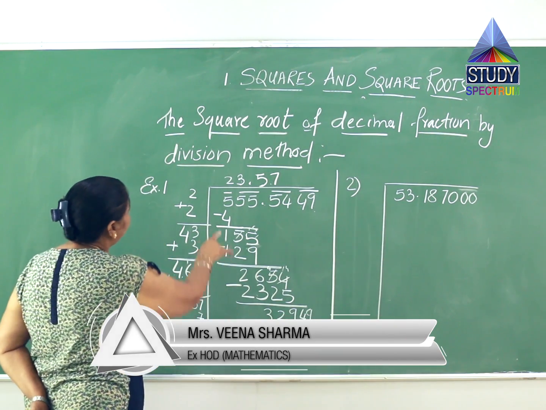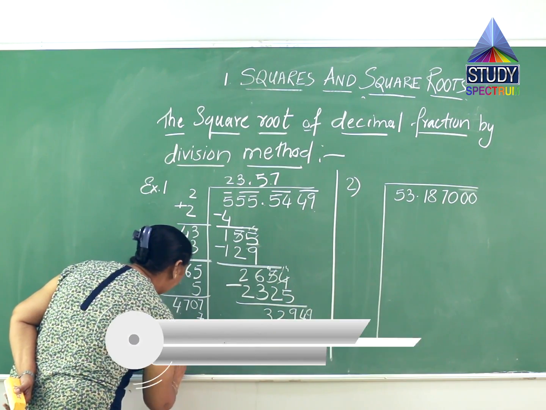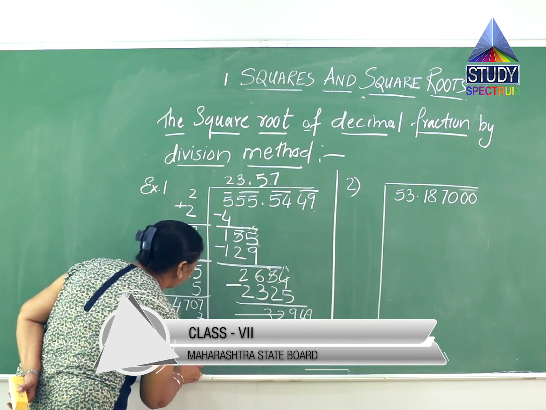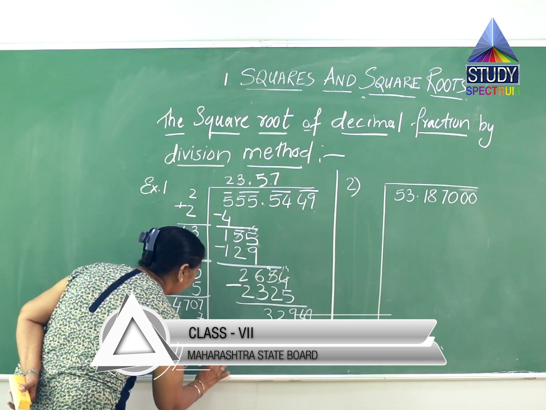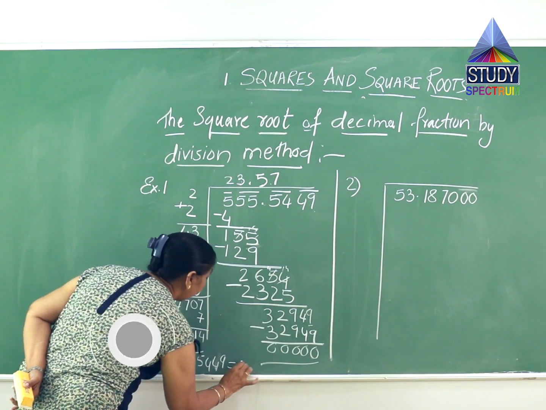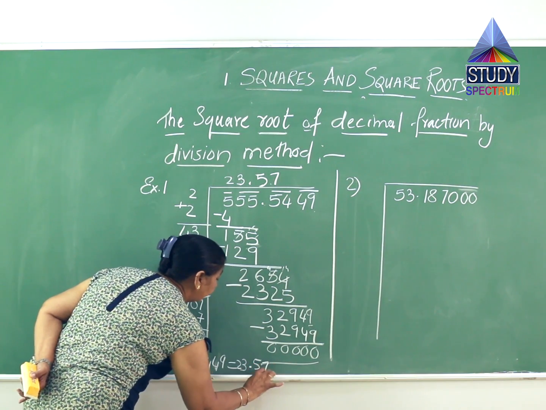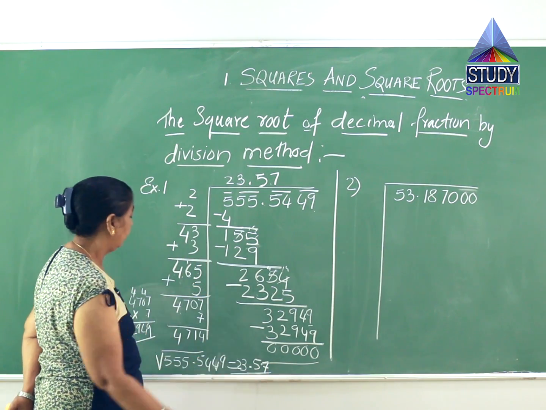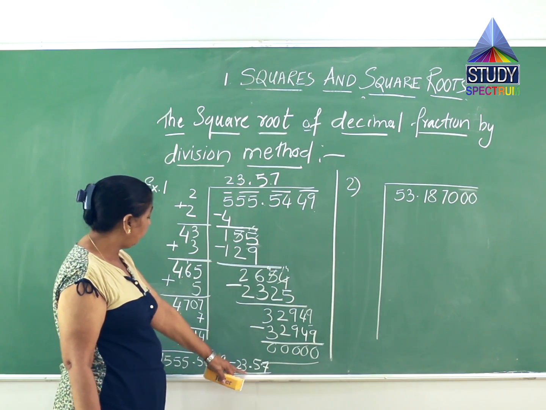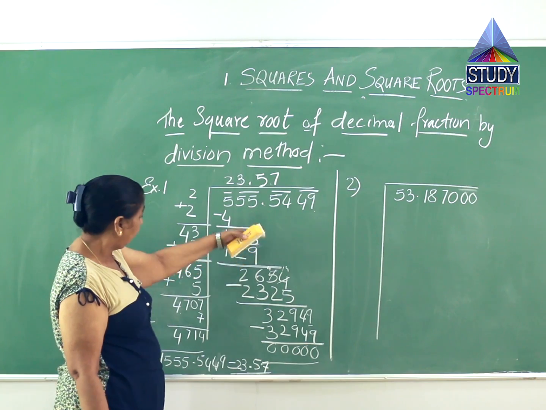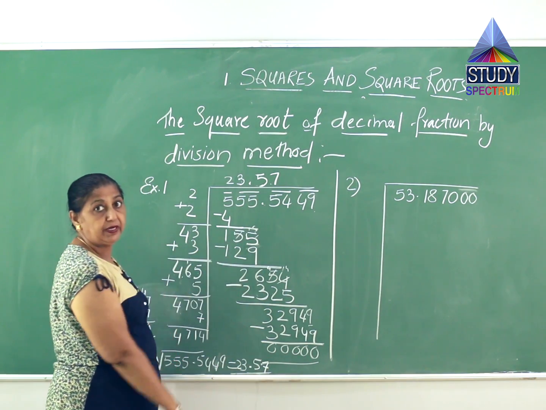So it is clear that from this, the root of 555.5449 is equal to 23.57. Now here we have seen that it is in a terminating form, that after 7 no remainder is there. So this is the exact root of this given number.